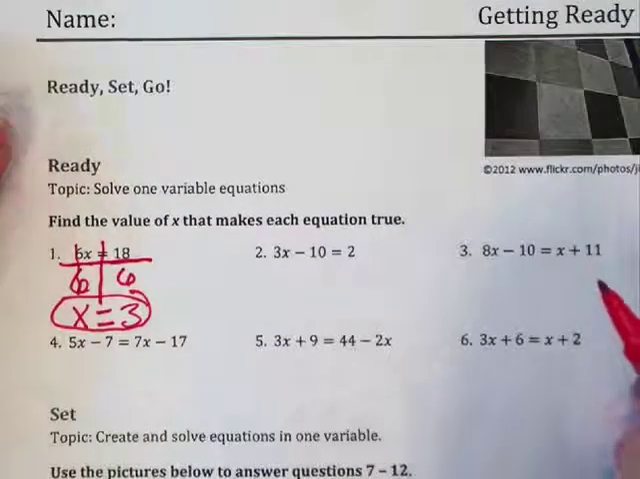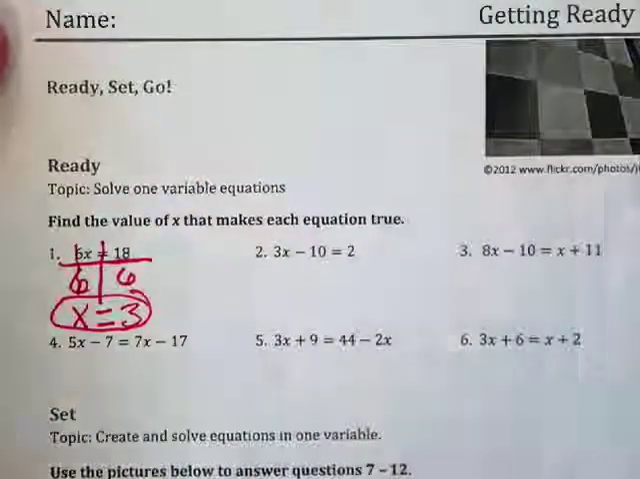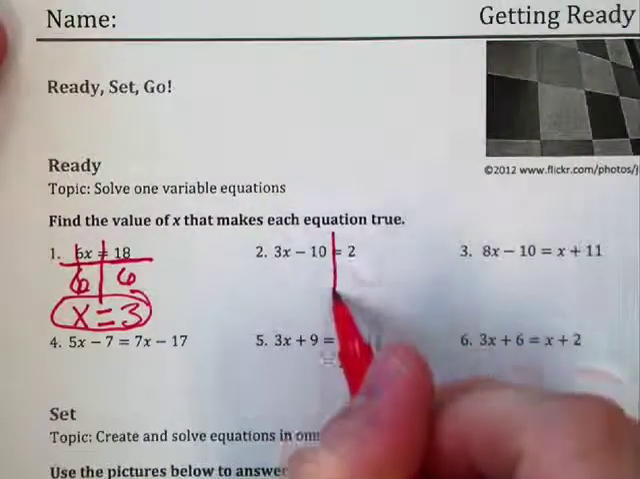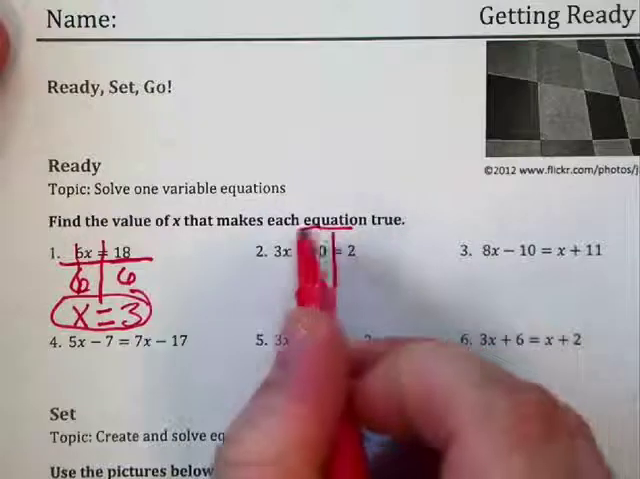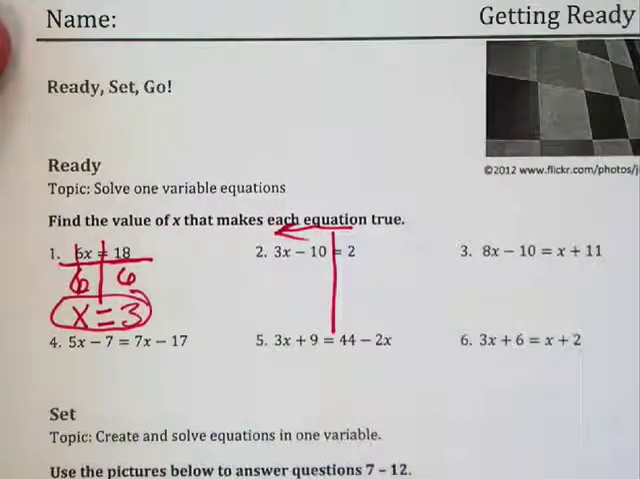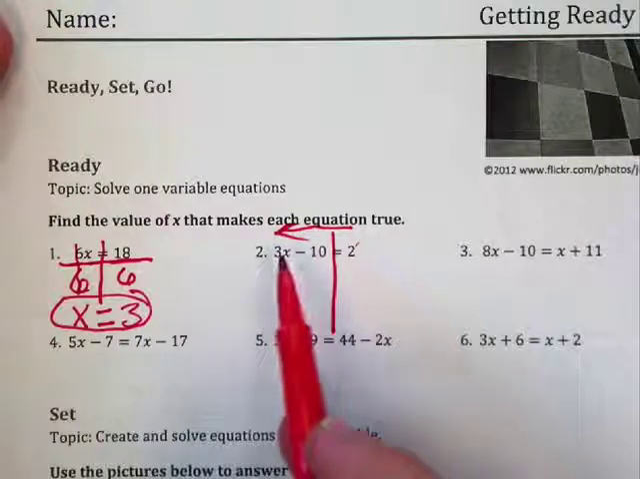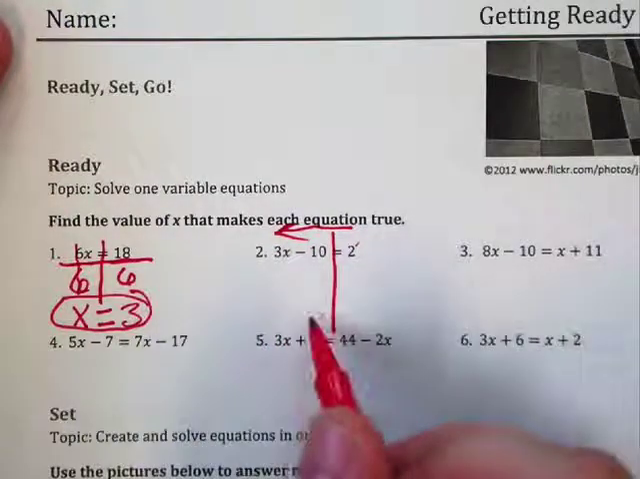Number 2. Here we look at the same thing. The first step we have to make sure is, are all the x's on the left side of the equal sign? So we have the equal sign here. We need to make sure all the x's are on the left side. In this case they are. The only thing over here is a 2, and so all the x's are over here. So the next step is to start getting the x by itself.